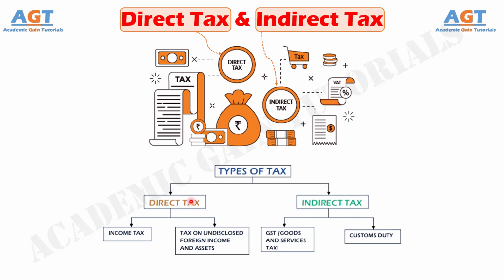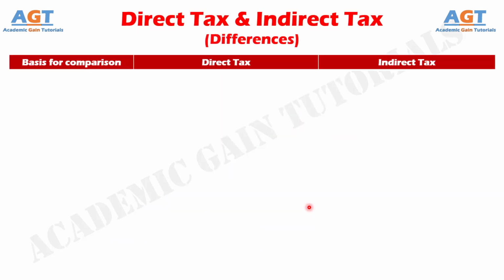Taxes charged directly on the income or wealth of an individual is called direct tax. On the contrary, an indirect tax is a tax that is added to the price of goods and services. So, let's look into the basic differences between direct tax and indirect tax in a tabular form.